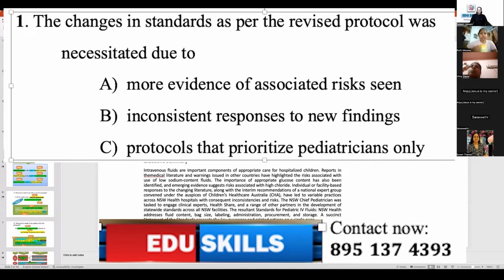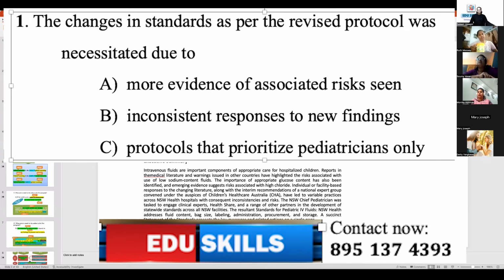So here, first option is more evidence of associated risk seen. Second one, inconsistent responses to new findings. Okay, here the changes in standards as per the revised protocol. Here, inconsistent response to new findings. New and revised. Anything similar? Yes, Father. That's what we call synonymous language. So you have a clue there, if at all you want.